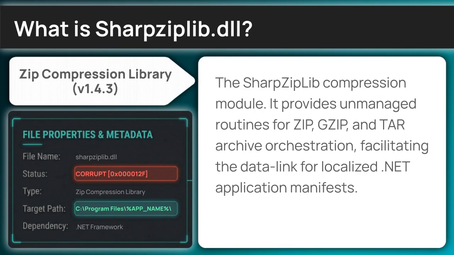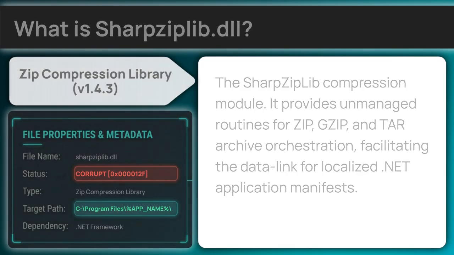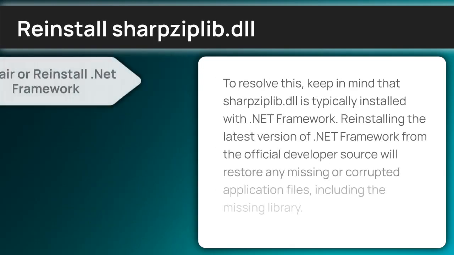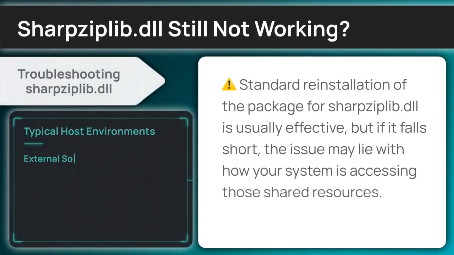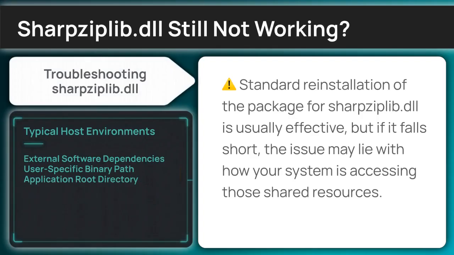Now let's apply the fix by reinstalling the shared system library. To resolve this, keep in mind that Sharpziplib.dll is typically installed with .NET Framework. Reinstalling the latest version of .NET Framework from the official developer source will restore any missing or corrupted application files, including the missing library. If the application still won't initialize, we need to shift our focus to how the Windows loader is interacting with the library.